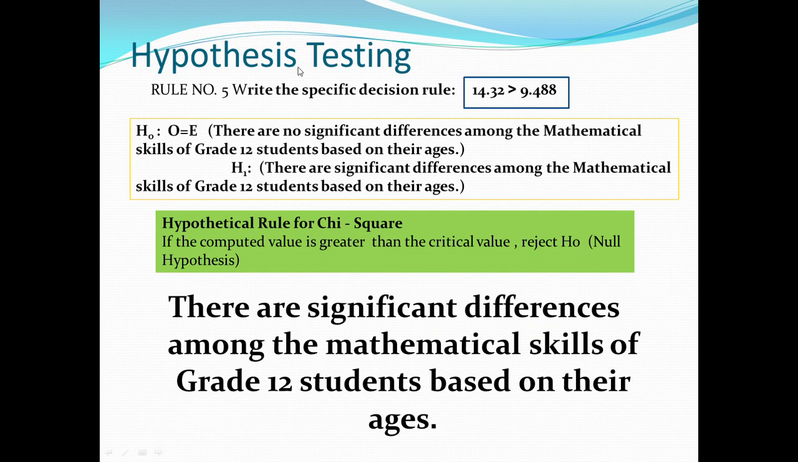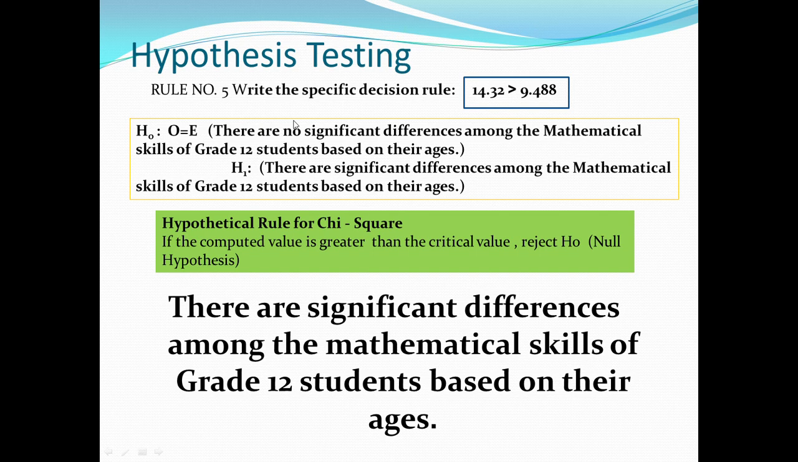Ayan. So, ito na siya. Let's go to the rule number 5. We have to write the specific decision rule. 14.32, it is the computed value. And 9.488 is the critical value. Yung critical value, nakuha natin siya sa table based doon sa degrees of freedom na nakuha natin. So, ibig sabihin, 14.32 is greater than 9.488. So, ano ibig sabihin nito? Mas mataas, mas malaki yung ating computed value.